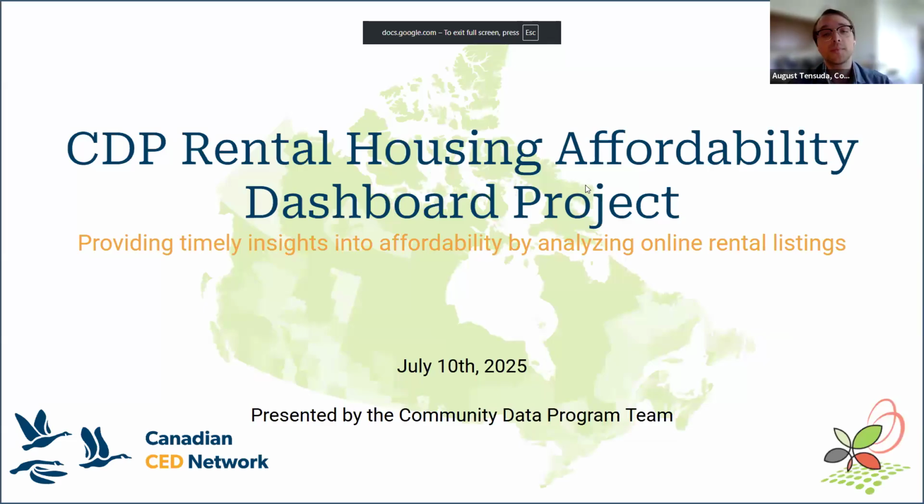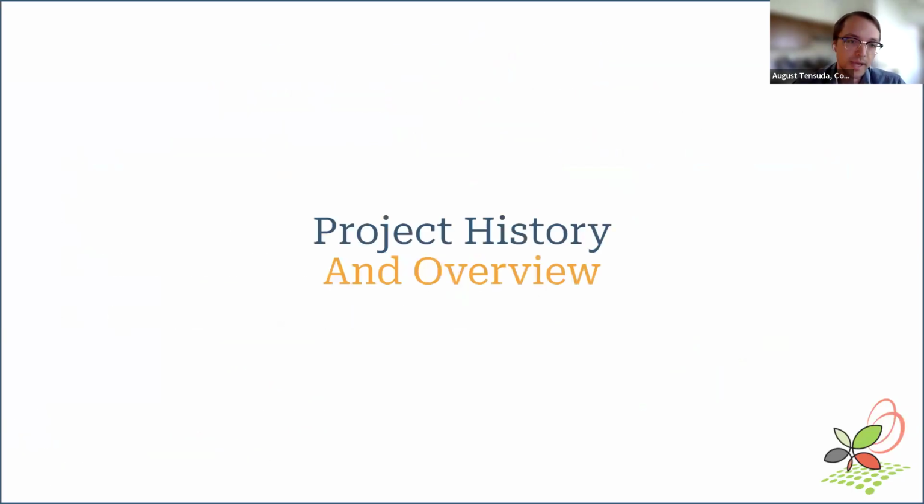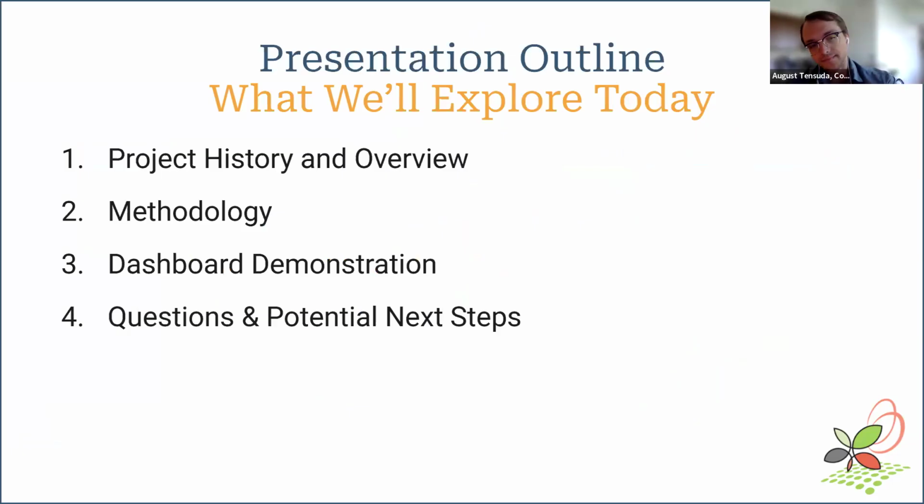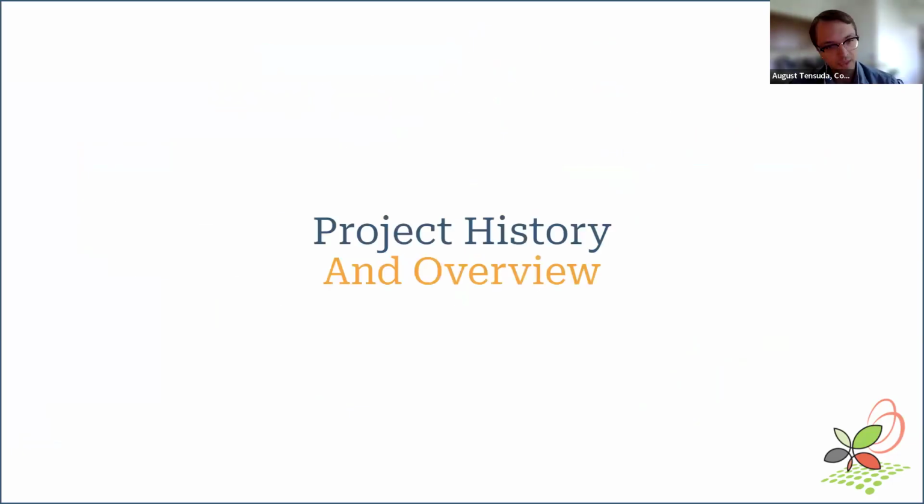So, CDP Rental Housing Affordability Dashboard Project: providing timely insights into affordability by analyzing online rental listings. These are the topics we'll be hitting. We'll jump right into the project history and overview. The big idea with this project is trying to overcome the shortcomings of the more traditional data sources, things like the Census and CMHC, because each of those has its own shortcomings. With the Census, that would be the long release cycle, the fact that the housing data comes out something like 18 months after the reference date.